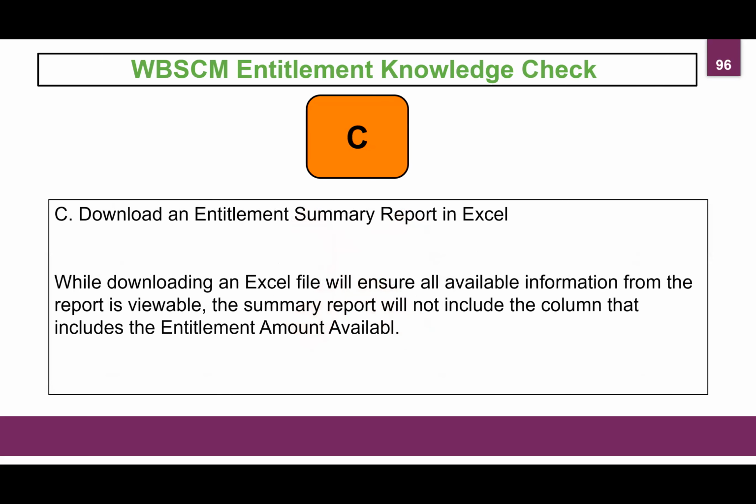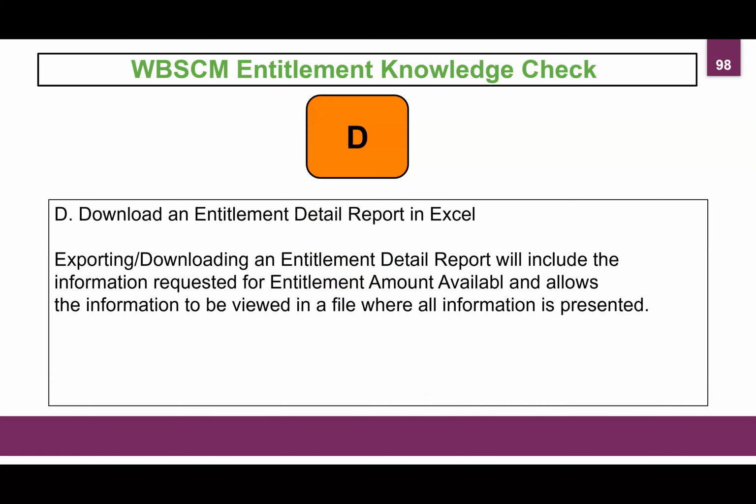Let's take a look at C. So download the entitlement summary report in Excel. While downloading an Excel file will ensure all available information from the report is viewable, the summary report will not include the column that includes the entitlement amount available. And you see they left the E off there so you could see that part for that column.